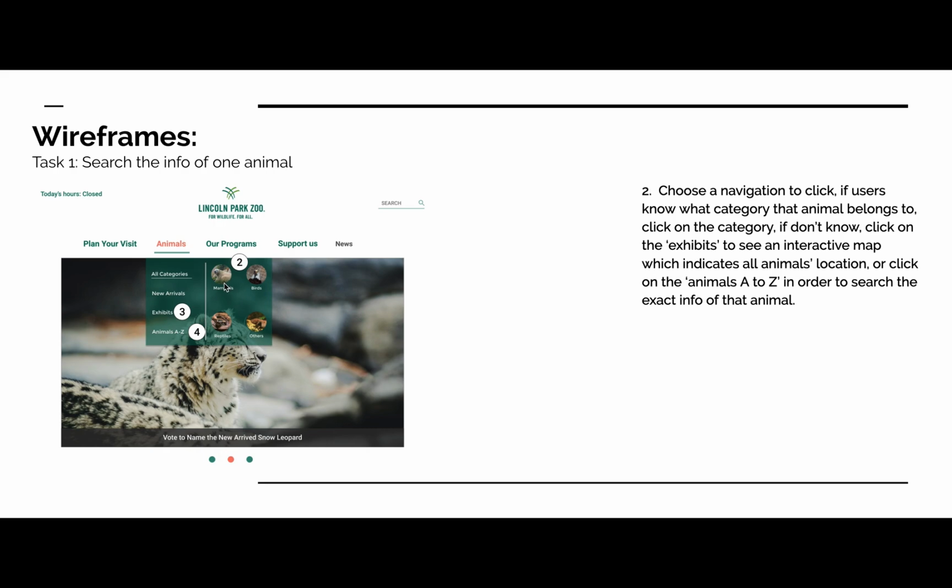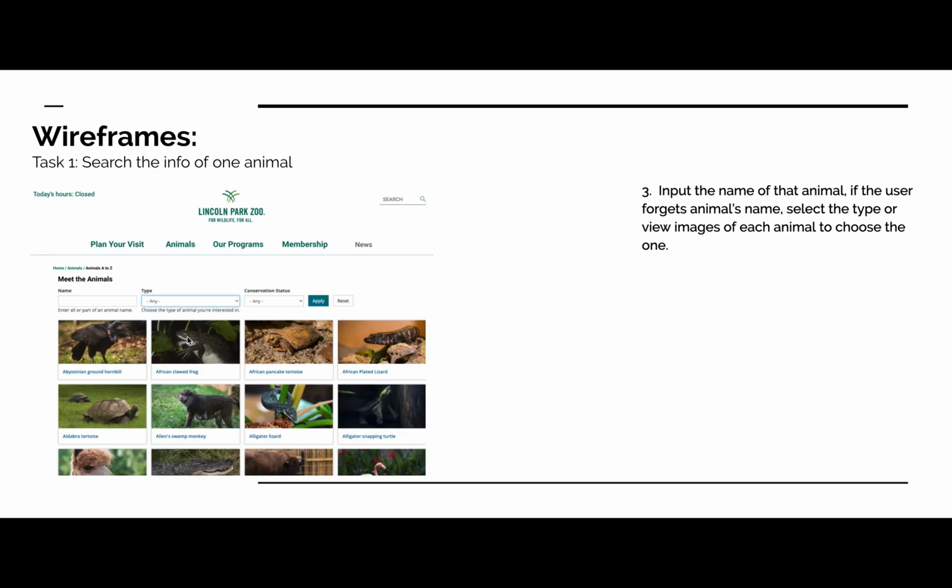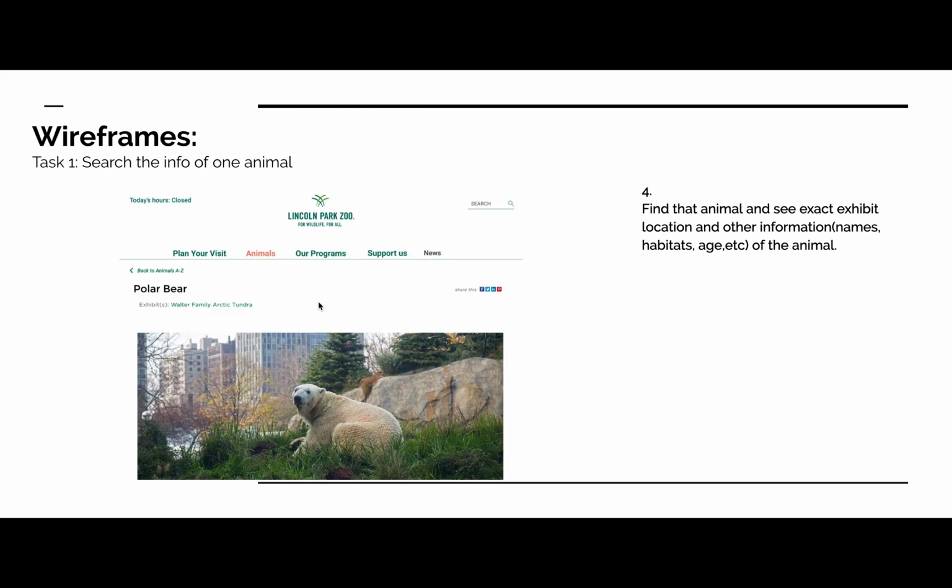one animal, the polar bear, belongs to mammals. You can click into this page. You could also click into exhibits because this animal is exhibited, and you could also click on this category because this is a search page where you could search the name of polar bear, and it also worked. As I clicked into animals A to Z, you could input the name here, polar bear, and then click on apply. So the information on polar bears showed here.